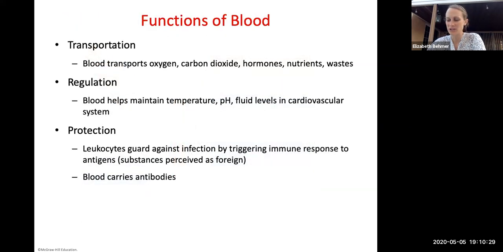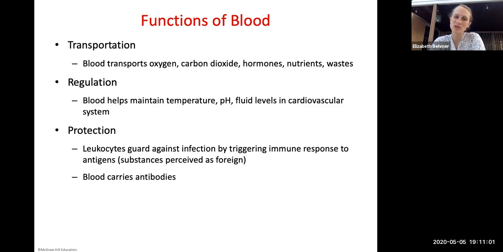Then the 3 functions of blood are your next part in your notes. Blood helps with transportation, regulation, and protection. So the transportation of oxygen and carbon dioxide. All your cells, all the processes in the body need oxygen. And carbon dioxide is always produced as a waste product in the process of creating ATP, which you'll learn about in physiology. It transports hormones. So hormones get transported through the bloodstream. Also nutrients, wastes.